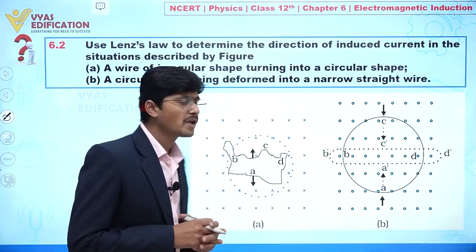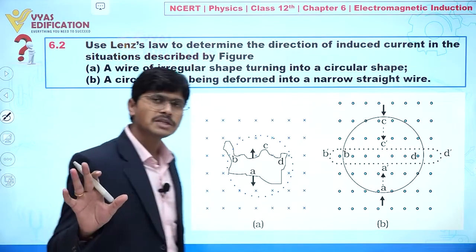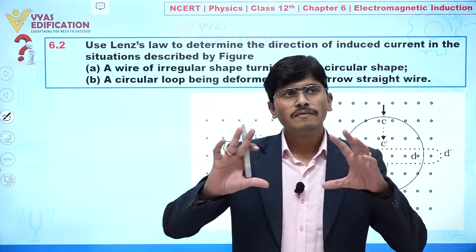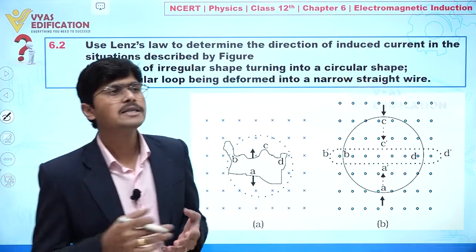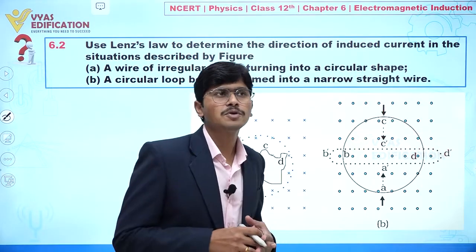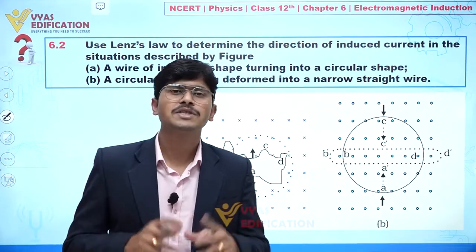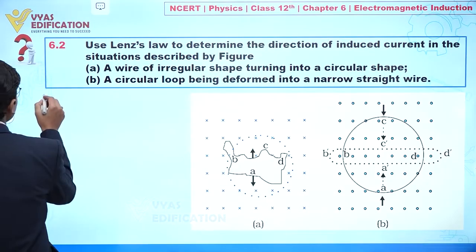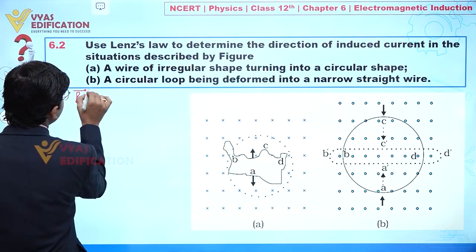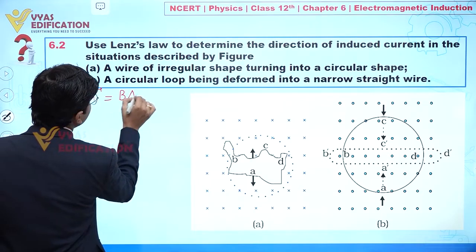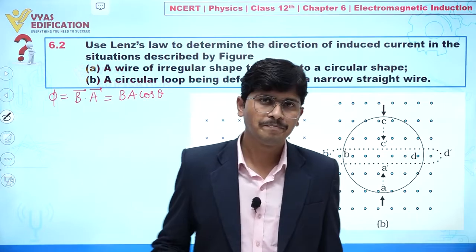Now listen carefully. We know the basic concept is very clear in our mind. Whenever there is some change in magnetic flux taking place, at that time induced EMF is developed due to Faraday's law of electromagnetic induction, and induced current is developed if the circuit is closed, clear. Now flux is given by B dot A, and from here this is equal to BA cos theta, where theta is the angle between magnetic field and area vector, clear.